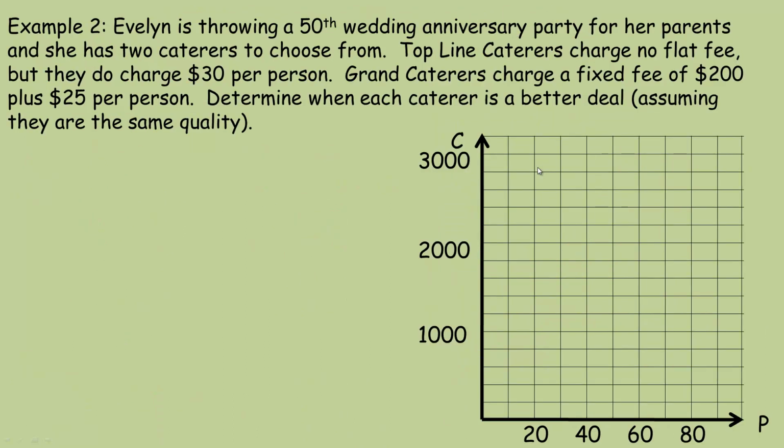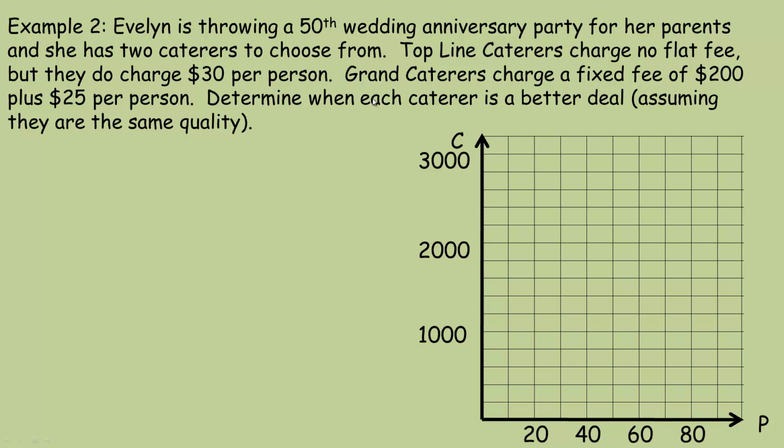Okay, second and last example. So this is more of an application. We're given this scenario. Evelyn's throwing a 50th wedding anniversary party for her parents, and she has 2 caterers to choose from. Top Line Caterers charges no flat fee whatsoever, but they do charge $30 per person. And then the one she's comparing it to is Grand Caterers, and they charge a fixed fee of $200. That's their fixed fee, and then on top of that, $25 per person. So we're asked to determine when each caterer is a better deal. And we're assuming that they're the same quality.